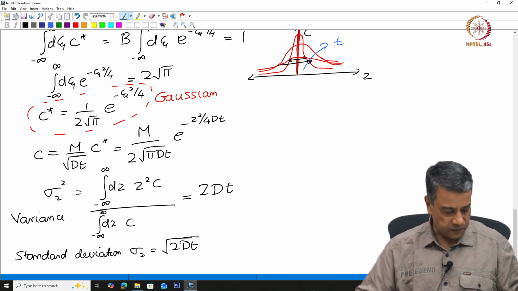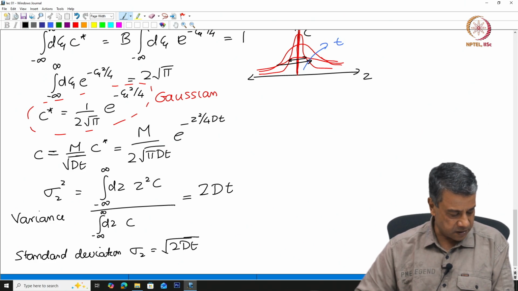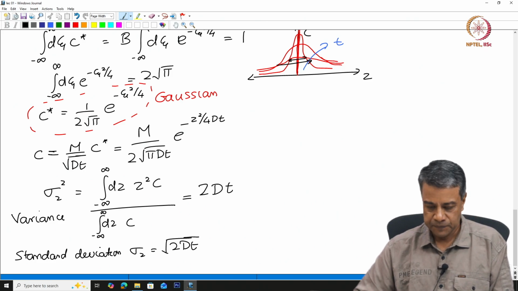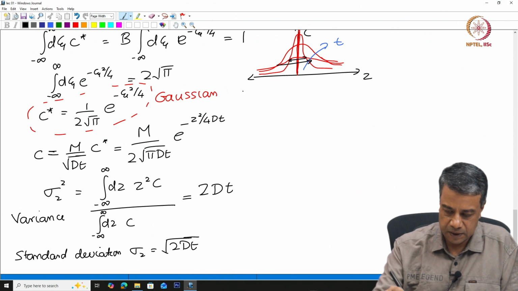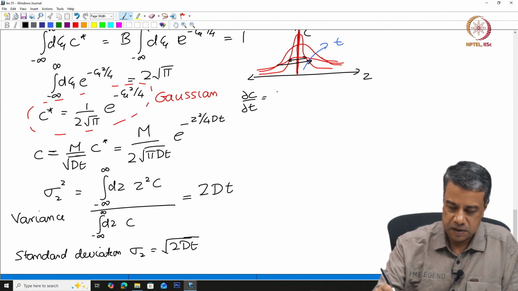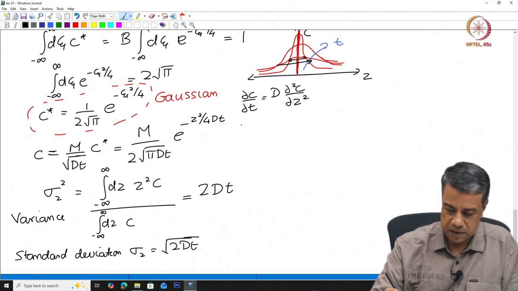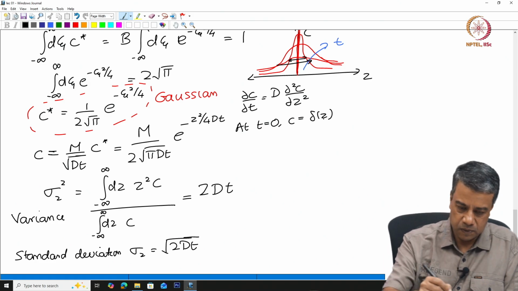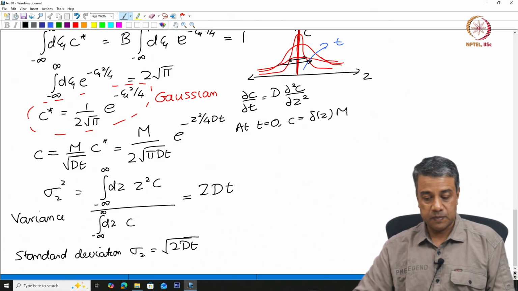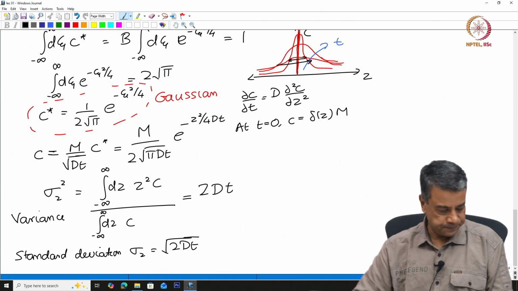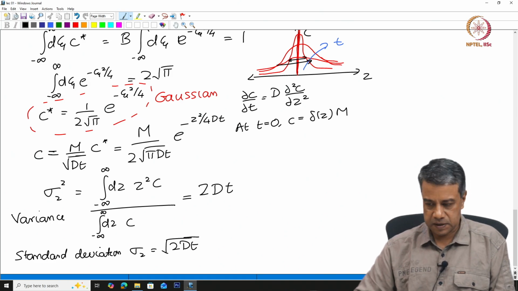So, this is the solution for the concentration field, for a configuration where the governing equation was partial c by partial t is equal to d partial square c by partial z square, and at t is equal to 0, c is equal to delta of z into m, where m is the mass inserted per unit area.